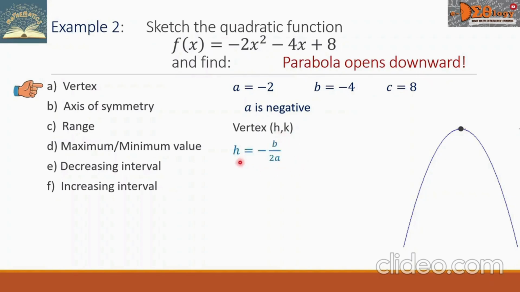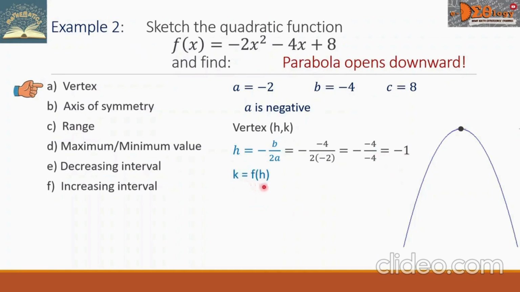Beginning with h, the formula is negative b over 2a. b is negative 4, a is negative 2. So this is now the negative of negative 4 over 2 times negative 2. We simplify the denominator as negative 4, and finally, the value is negative 1. This is the h. What about the k?